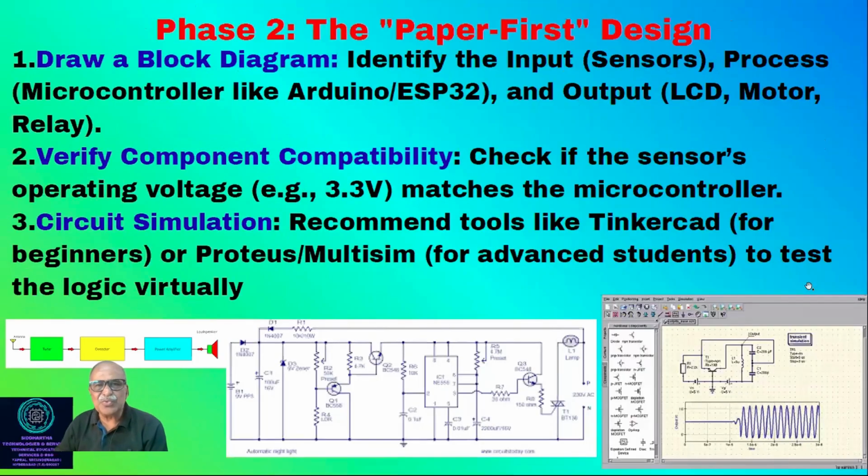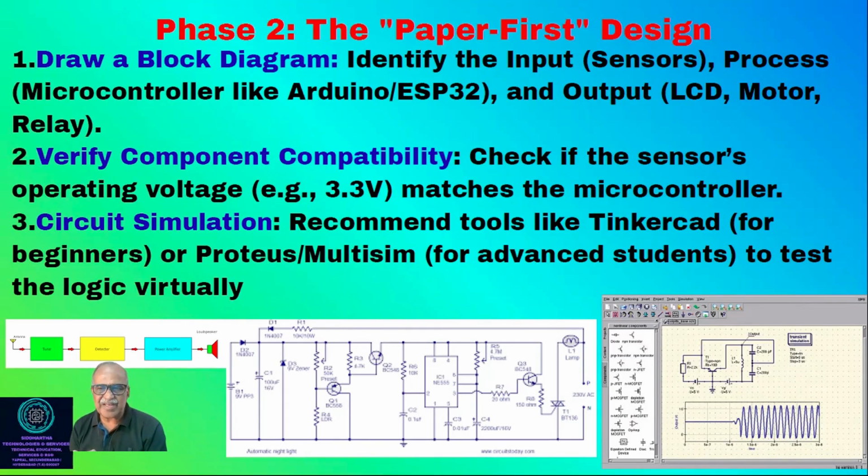Now come to phase 2, the paper first design. In the next stage, the second stage, draw a block diagram. Here I have shown you the block diagram. You can see on the bottom side I have given you the blocks. Here we have used 3 or 4 blocks. This is nothing but what we call a block diagram.